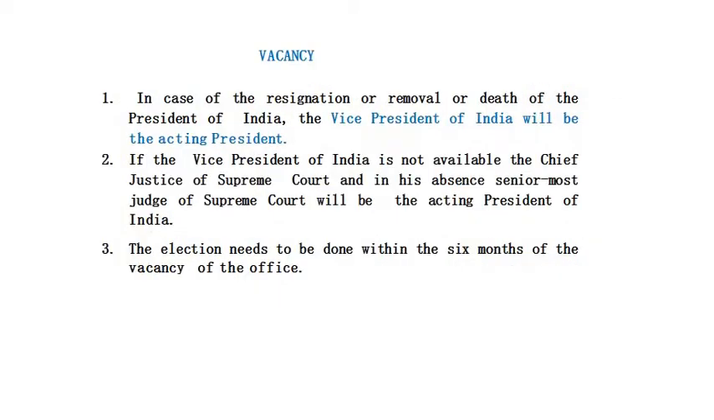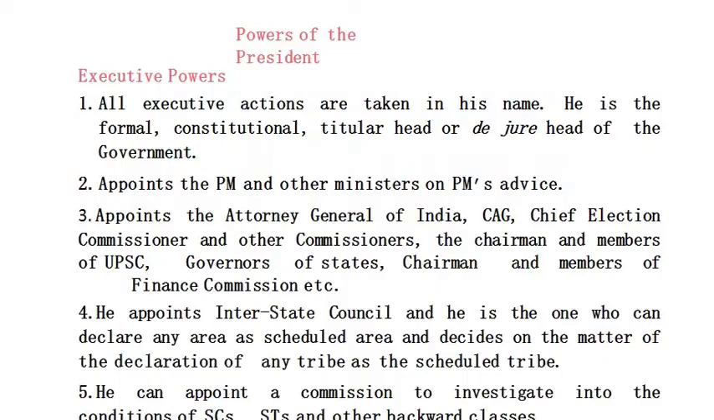Then comes the vacancy. In case of the resignation or the removal of the President of India, the Vice President of India will be the acting President. If the Vice President of India is not available, then the Chief Justice of the Supreme Court, and in his absence, the senior most judge of the Supreme Court will be the acting President of India. The election needs to be done within 6 months of the vacancy of the office.